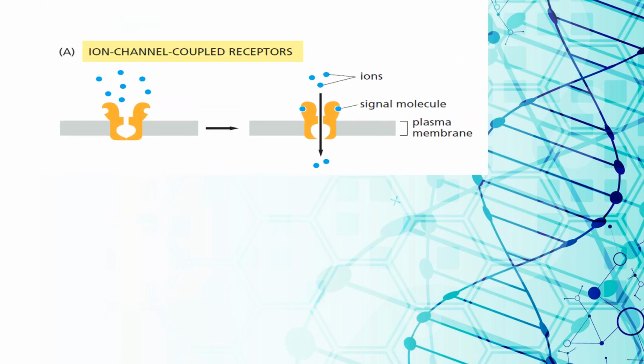Now the first one is the ion channel coupled receptors. Here you can see that once these ions come and bind to the receptors which are embedded within the plasma membrane, the binding activates the receptors and leads to the opening of the channels. Now this type of receptor is mostly found in excitable cells, for example muscle cells or nerve cells.